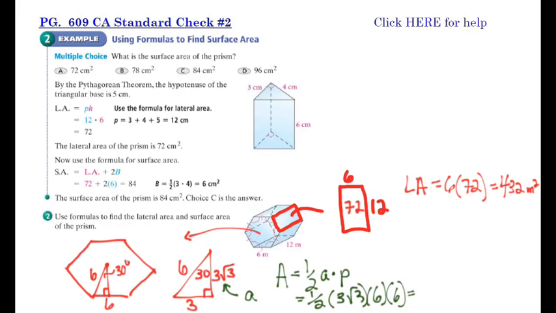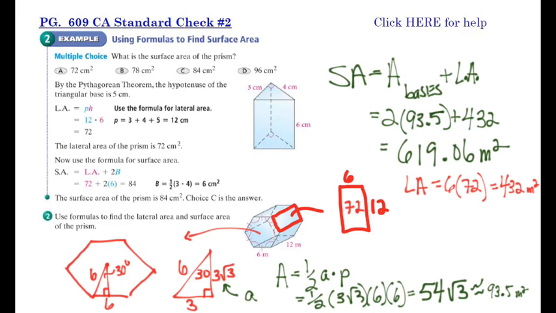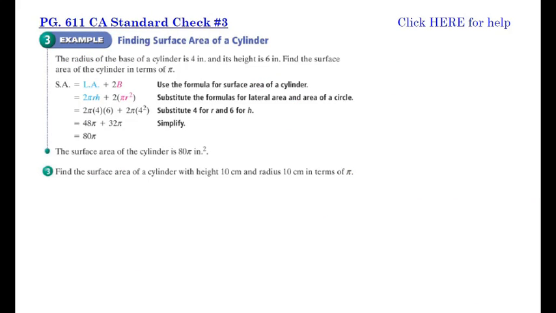It's 1/2 A is 3 root 3. There's 6 sides, and each is 6 long. That becomes my perimeter. So I get 54 root 3 for my area. Now to figure out the surface area, I add my lateral area plus the area of the bases times 2, because there's 2 bases. So I get 2 times my hexagons plus my lateral area, leaves me with around 619 square meters.